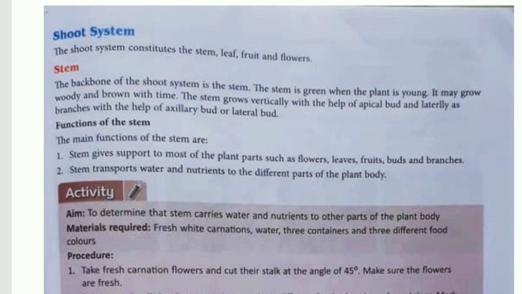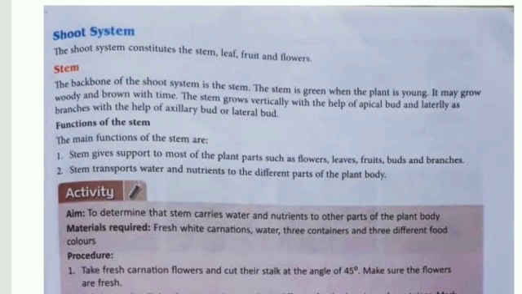First, stem gives support. That is the main thing, because we already earlier said that it is the backbone. So stem gives support to most of the plant, and it bears. Bears means उनके ऊपर होता है. It bears flowers, leaves, fruits, buds, branches. All these things bear on stem.